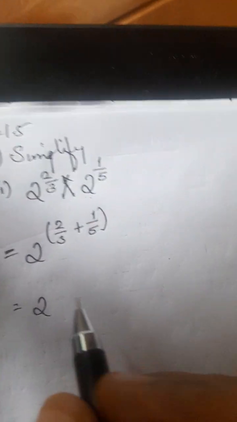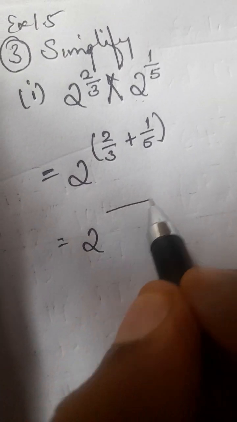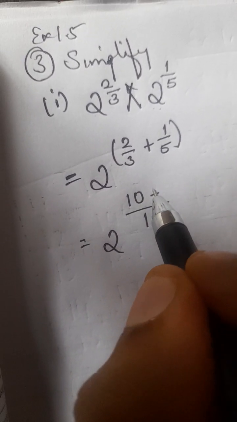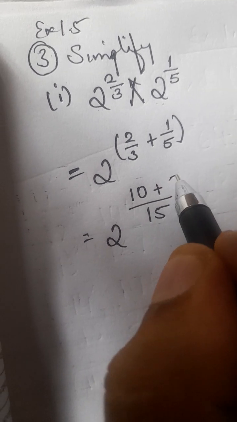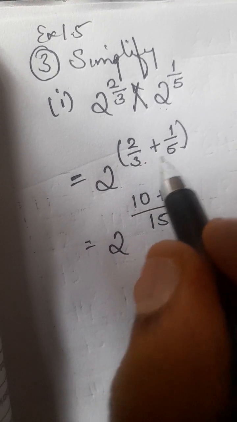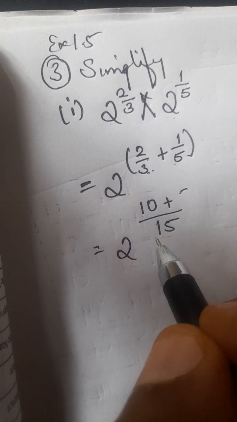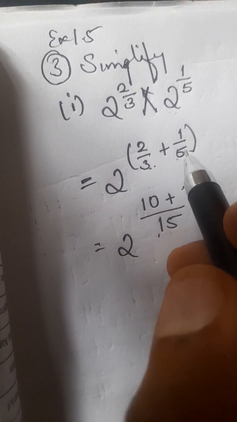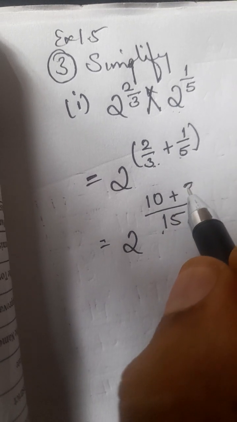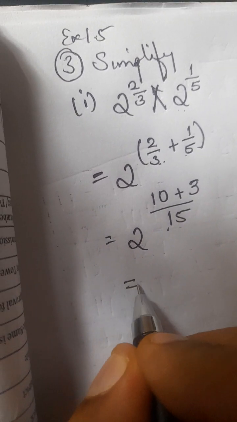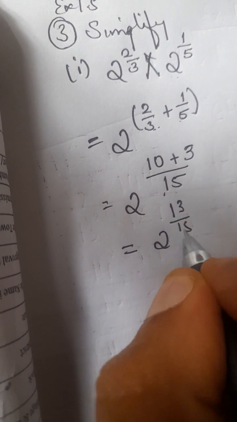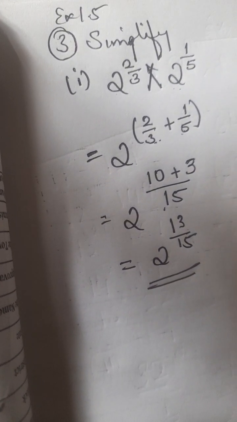right? So this is equal to 2 to the power, I'll have to take an LCM. LCM will be 15, 5 threes are 15. 3 will go in 15 5 times, so 5 times 2 is 10, plus 5 will go in 15 3 times, so this is 3. So this is equal to 2 to the power 13 by 15. So this is your answer.